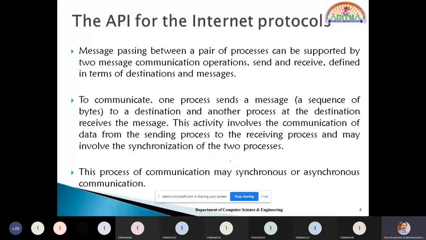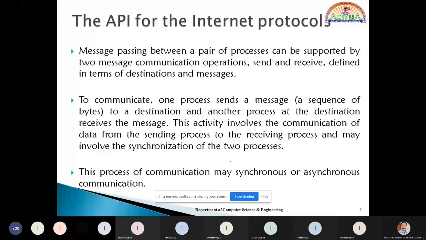Instead of using client and server, we'll use the terms sender and receiver. Sender means the process which wants to send the message, and receiver is nothing but the destination to which the message should reach, and the destination should receive that particular message. So that's what it says.